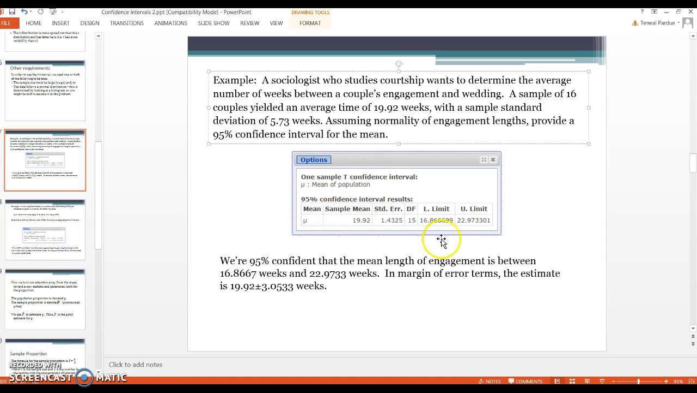So we have our confidence interval here. We're 95% confident that the mean length of engagement for all couples is between these two values. And the same way we did before, we've got the sample mean, so 19.92, plus or minus our margin of error of 3.0533. We got that by doing the upper limit minus the sample mean. All right?